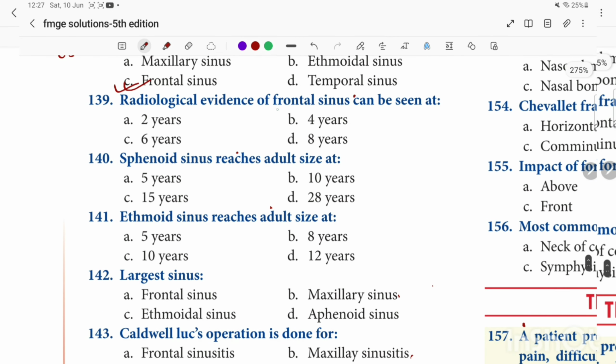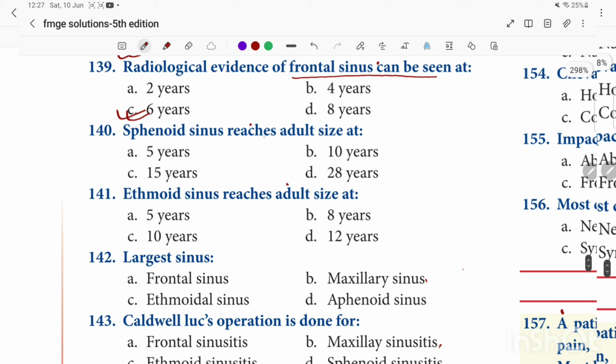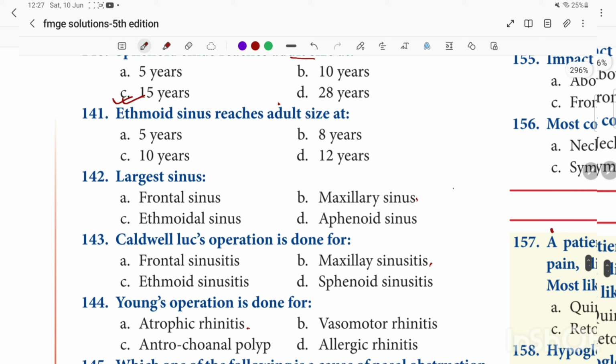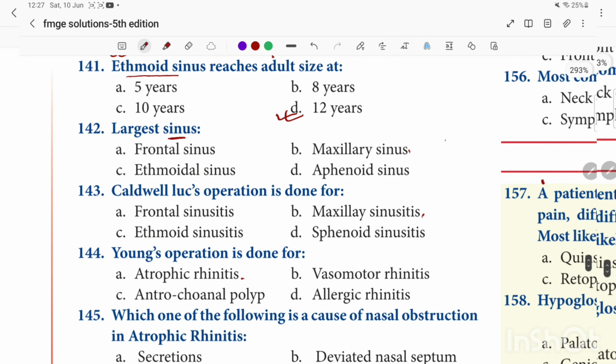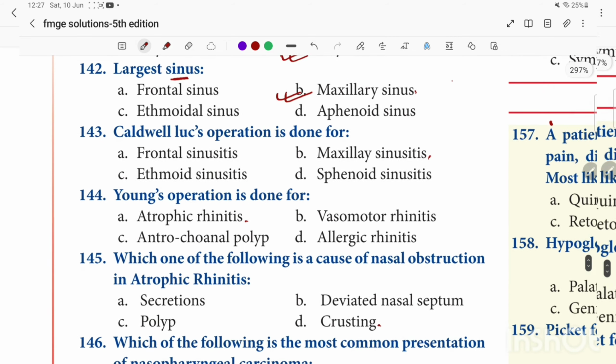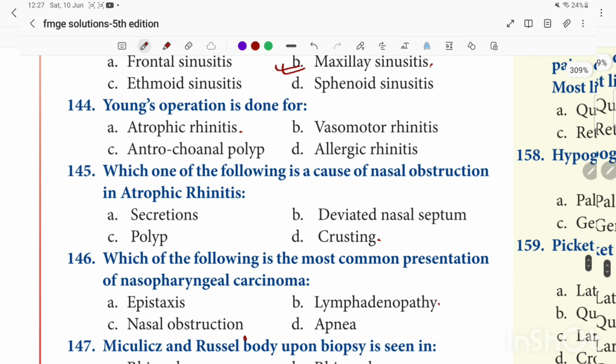Radiological evidence of the frontal sinus can be seen in the sixth year. Sphenoid sinus reaches adult size at 15 years. Ethmoid sinus reaches adult size at 12 years. The largest sinus is the maxillary sinus. Caldwell-Luc operation is done for maxillary sinusitis. Young's operation is done for atrophic rhinitis.